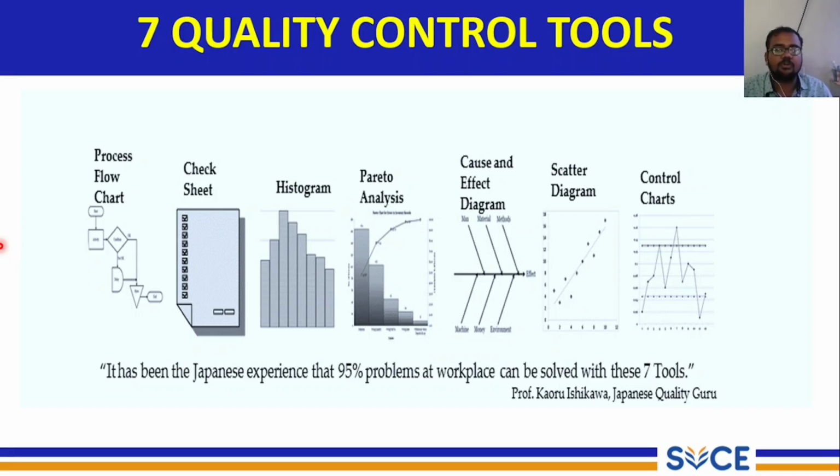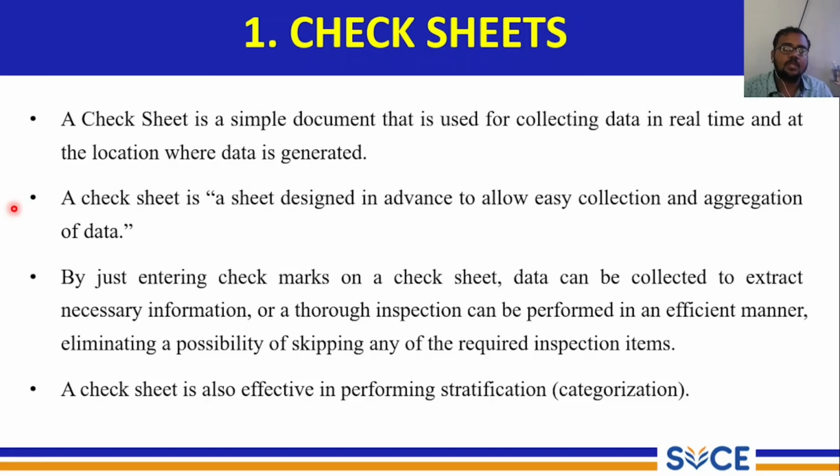What are those 7 quality tools? The first one is the process flowchart, in no particular order as denoted here. Process flowchart is also called a stratification diagram. The second one is the check sheet. The third is the histogram, then Pareto analysis, cause and effect diagram, scatter diagram, and the last one is control charts. Now let's discuss each of the tools individually.